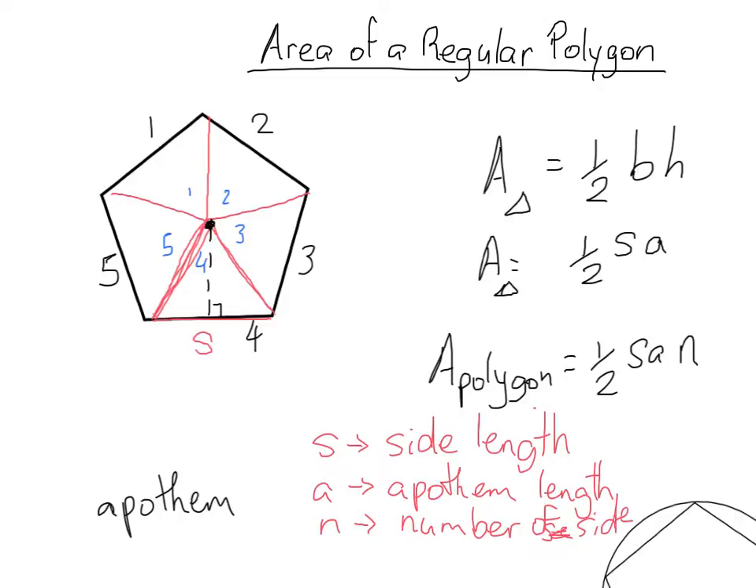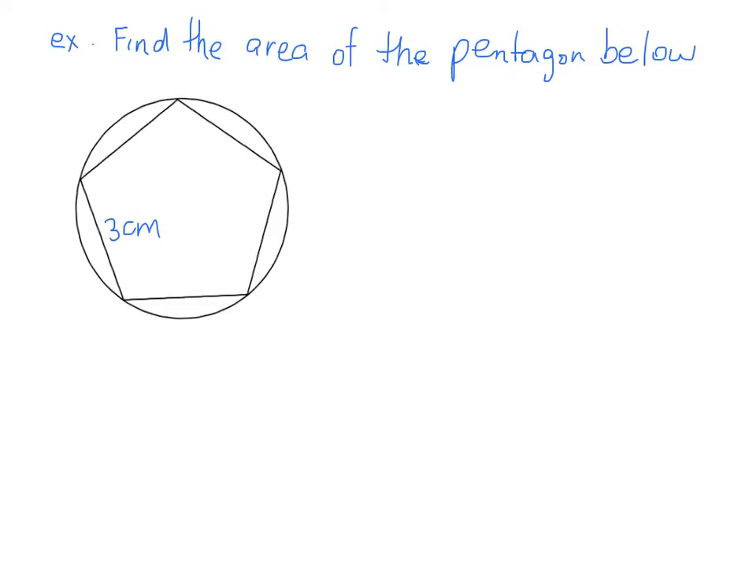But here's the problem. Sometimes we are not given the apothem length, sometimes we are expected to find it. So let's talk about what to do in that case. Here we have a question that's asking for the area of the pentagon below. If we take a look at the pentagon, we see that we have only the side length, and we get a little bit stuck if we try to use the formula that we just came up with, which is area of a polygon equals a half side length times apothem length times number of sides.